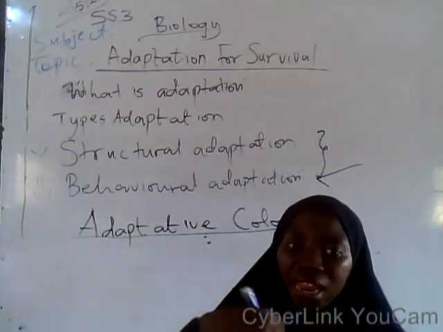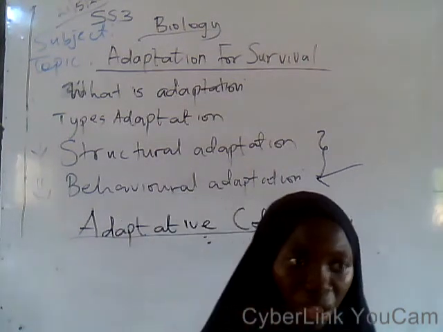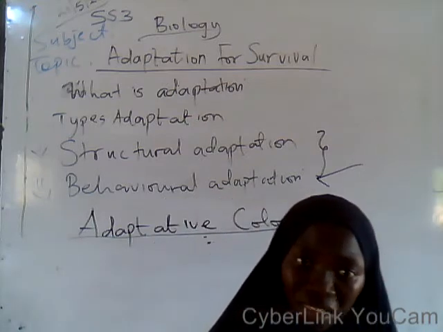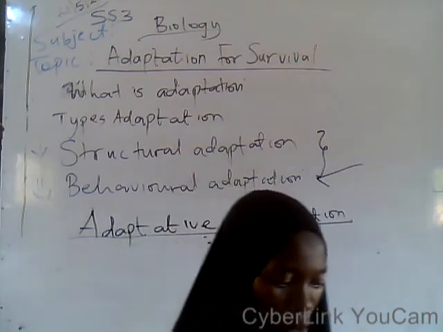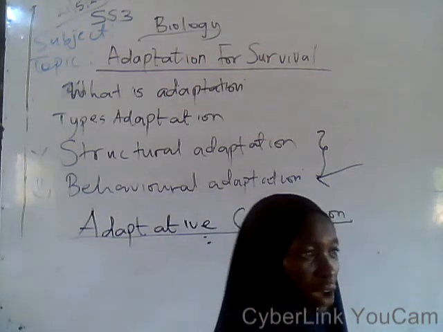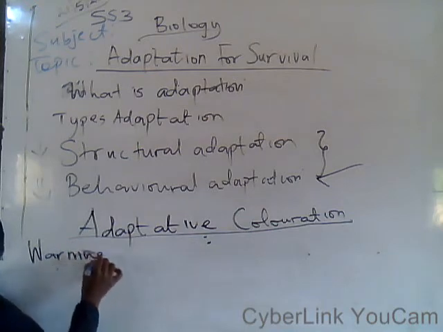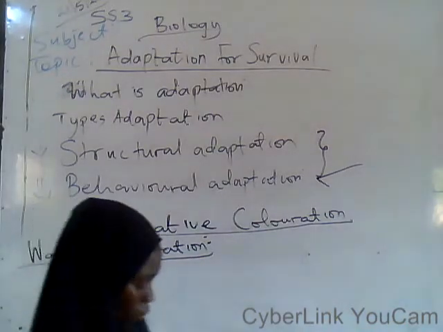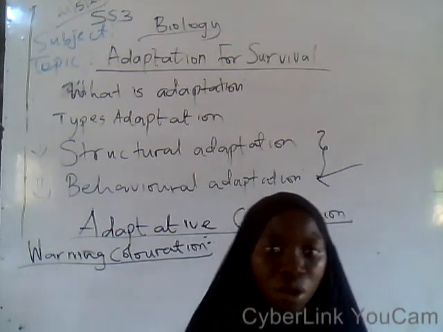Now, I told you that adaptive coloration is a process by which an organism possesses a specific color, and that specific color enables the organism to catch its prey and protect it from its enemies, as well as increases its chances of survival in that particular environment. That is adaptive coloration. There are different types of adaptive coloration. For example, we have warning coloration. This warning coloration is one that scares predators away from a particular animal.